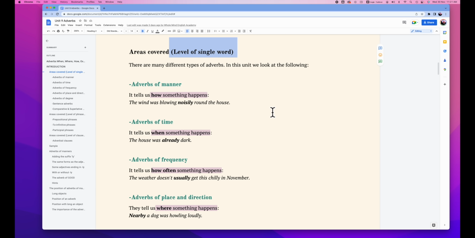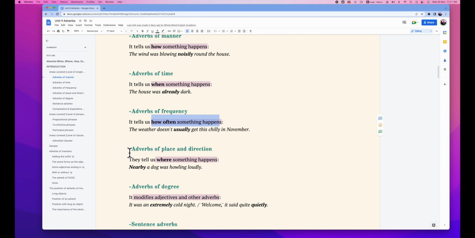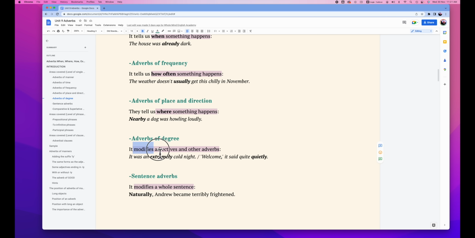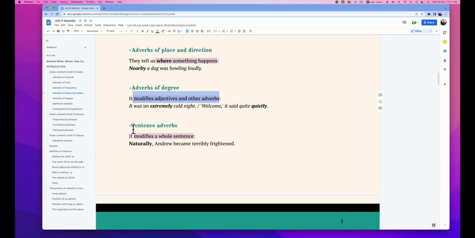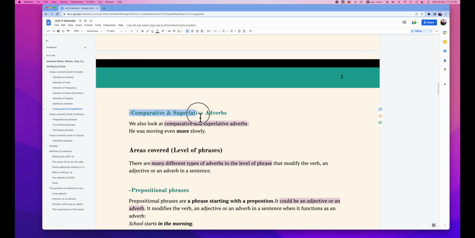Let's take a look. When you're using an adverb as a single word, it could provide information of manner, how something happens, adverbs of time, when something has happened, adverbs of frequency, how often something happens, adverbs of place and direction, where something happens, and adverbs of degree, modifying adjectives and other adverbs, and sentence adverbs, modifying the whole sentence. And also there are comparatives and superlatives of adverbs. Other than in the form of a single word, adverbs could also be in the form of phrases. Let's take a look.